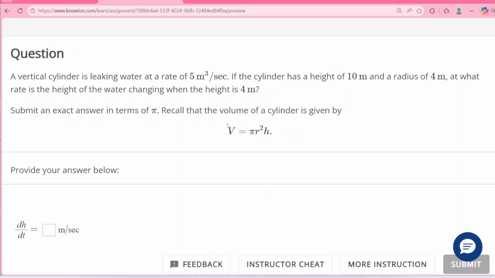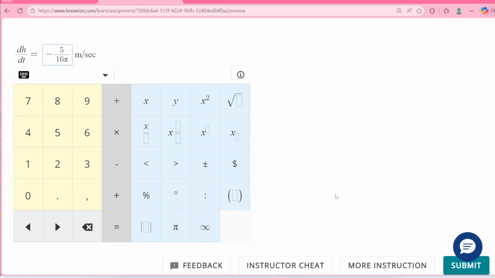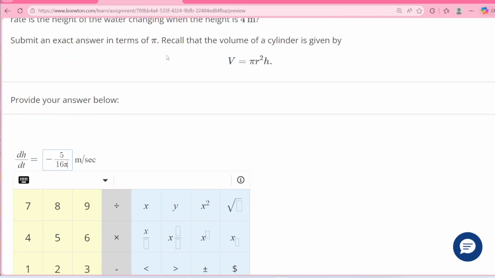It says, what rate is the height of the water changing? Now, if they said decreasing, I'd put positive because they already told me it's decreasing. They tell you it's decreasing at a particular rate, so you can just put in the magnitude of the number. But they're just saying changing here, so you have to indicate, if it's decreasing, put negative. If it's increasing, it's positive. So dH over dt, the height is changing at a rate of -5 divided by 16 pi meters per second, right? They said put in exact terms.